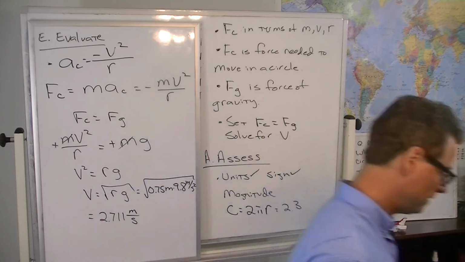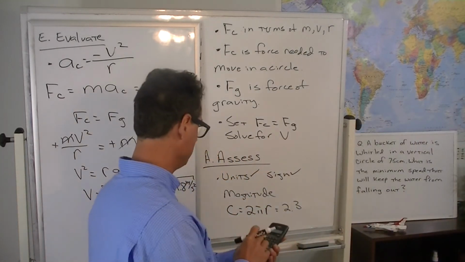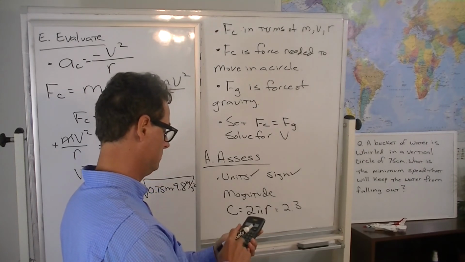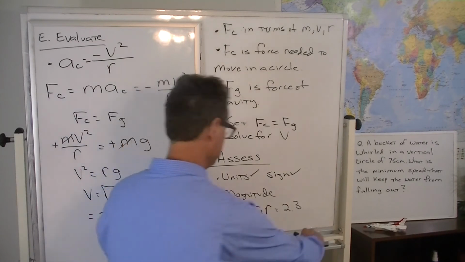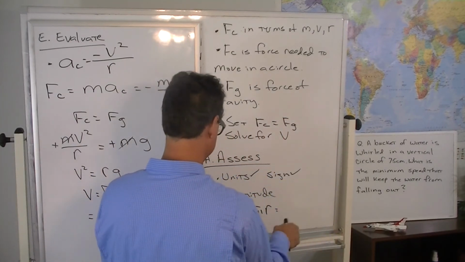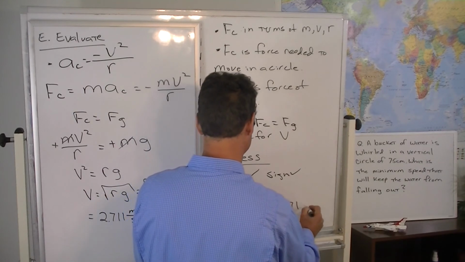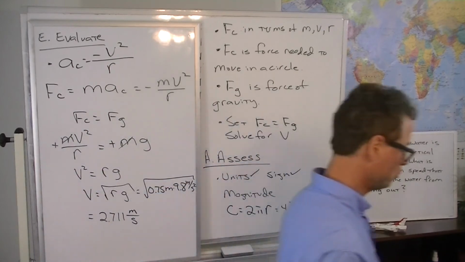I may have made a calculation error here. I'm going to go ahead to the calculator, double check this. So 2 times pi times 0.75. Yes, I did make a little bit of a calculation error there. So it's 4.71 meters is the distance around that circle.